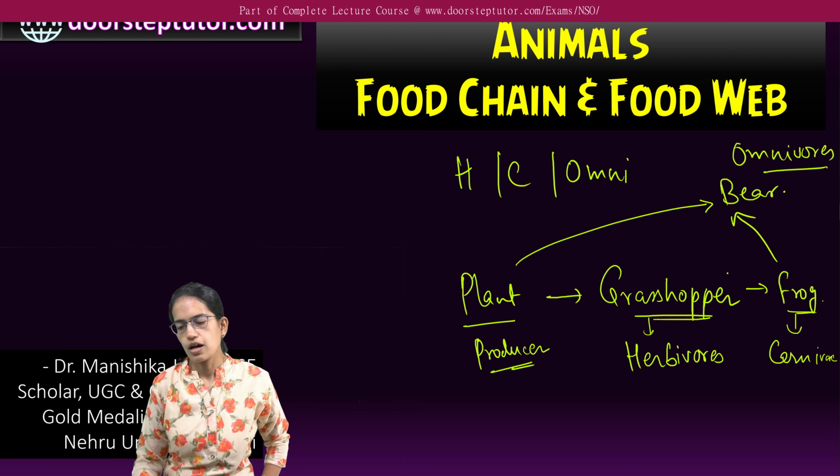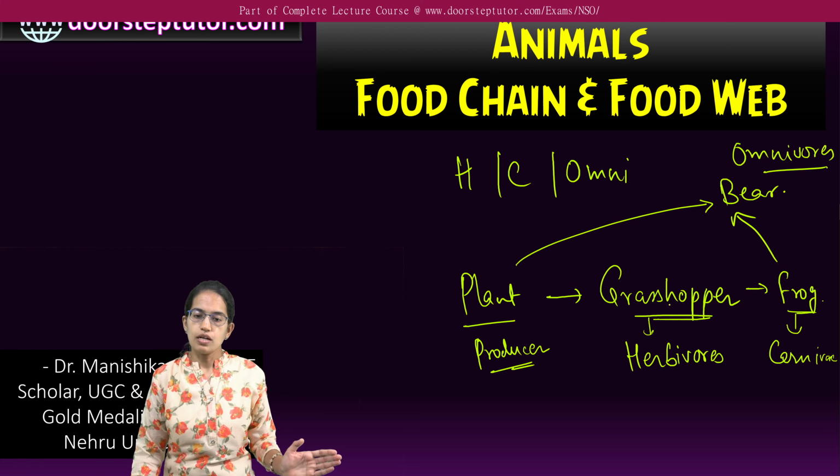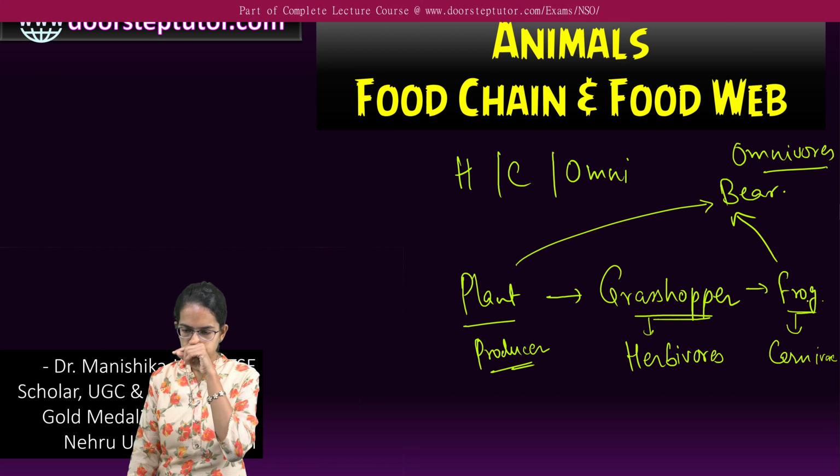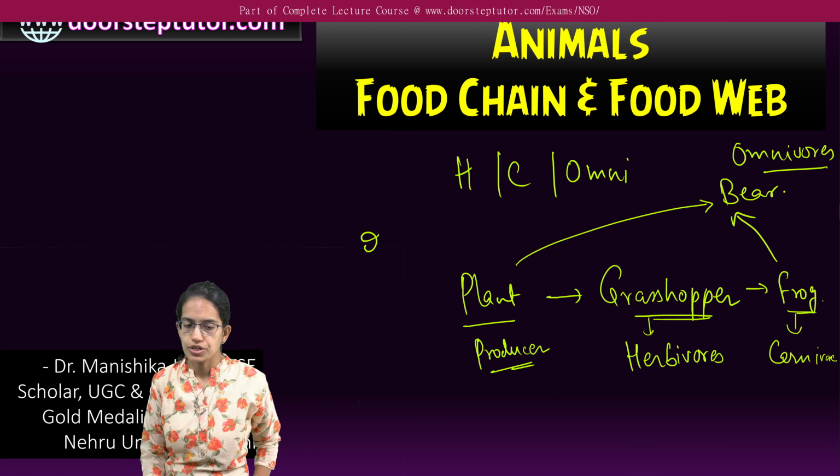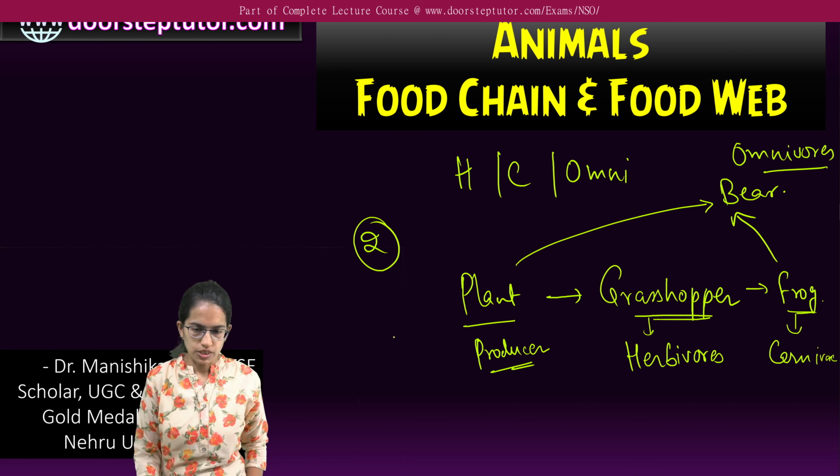So, this is how we have understood the food chain. So, from plants to grasshopper to frog to bear could be one chain. Plants to bear is another food chain. So, in this diagram, we have already drawn two food chains which are given.